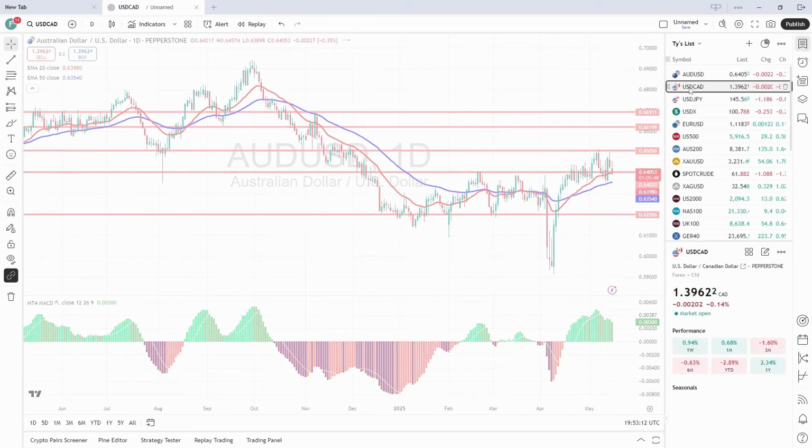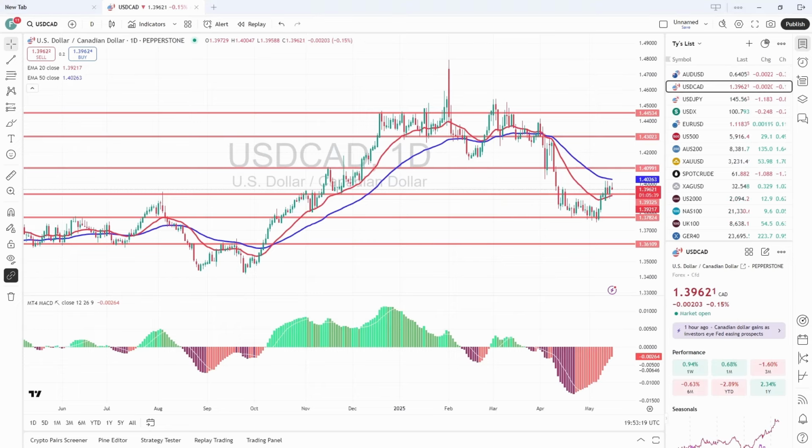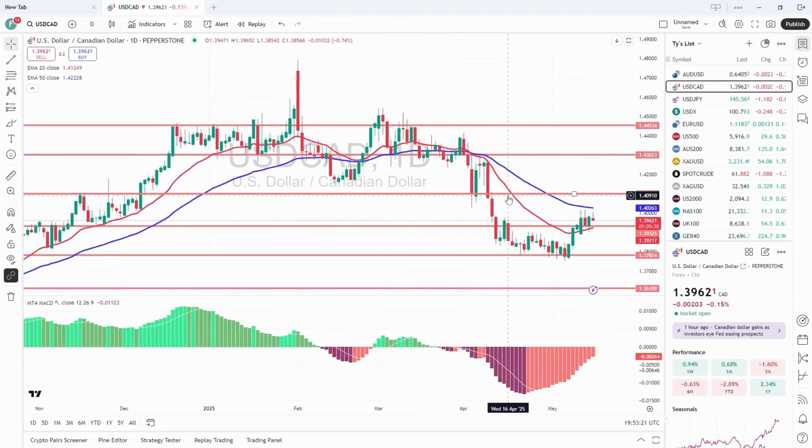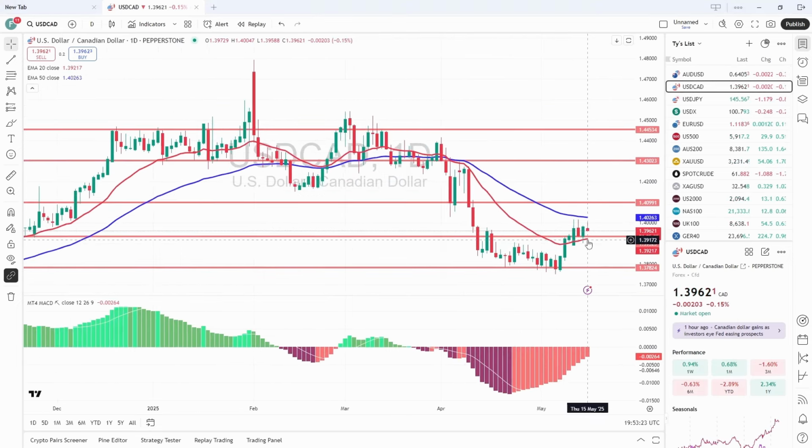All right, over to the US dollar CAD. And we've seen a consolidation week this week, really. We're trading above the 20 moving average. You can see that we got well and truly above it early in the week, and we've been able to maintain that level. We're finding problems at the 140. There's no question about that.